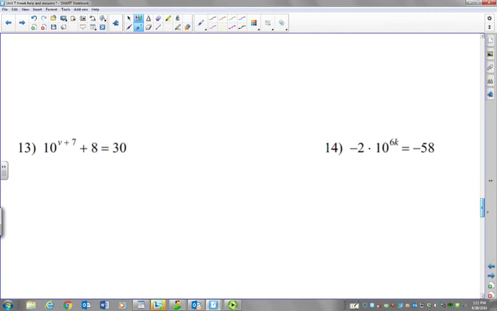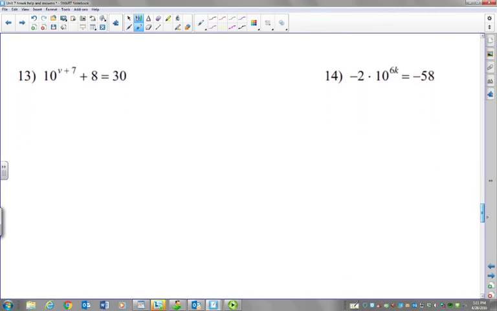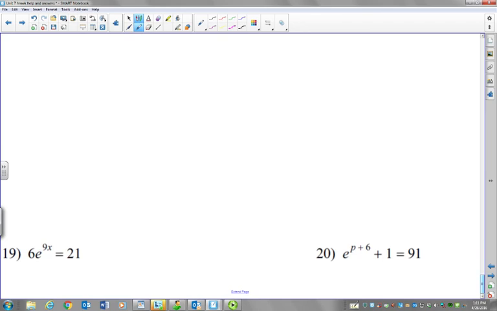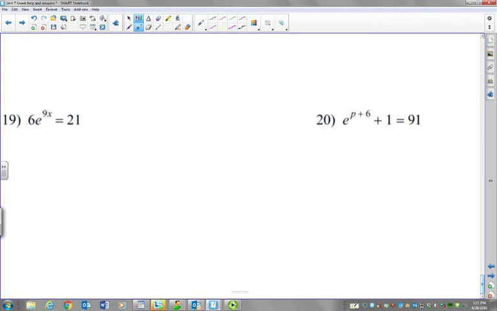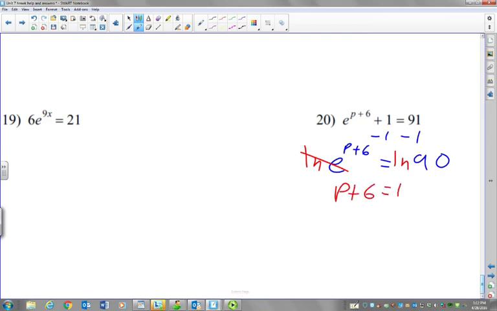They're all pretty similar. We can do one on the back here to help you. Maybe like number 20 with the e power. This one's not too bad. You just have to minus 1, first of all, to the other side. So you get e to the p plus 6 is equal to 90. And then we'll ln both sides to get rid of the e. Remember, that undoes e. So we're left with p plus 6 is equal to ln of 90. And then just minus 6 to both sides. So then we have p is equal to ln of 90 minus 6.